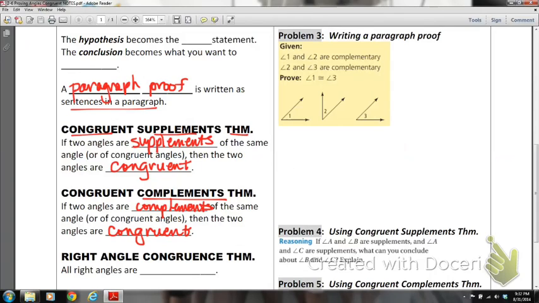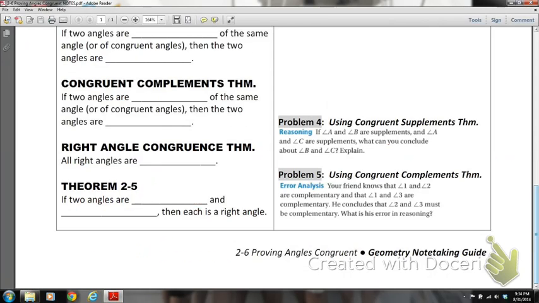And our next problem, in problem 3, we're going to be writing a paragraph proof, and we're actually going to be writing a proof of the congruent complements theorem. So we'll have an example of that in a second. Let's scroll down first and finish out the last two theorems on this page.